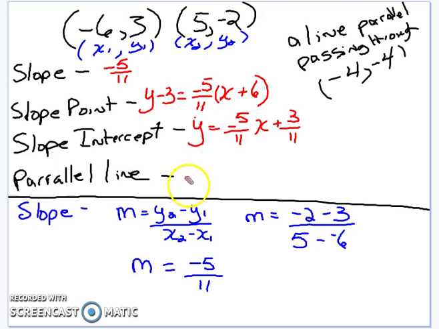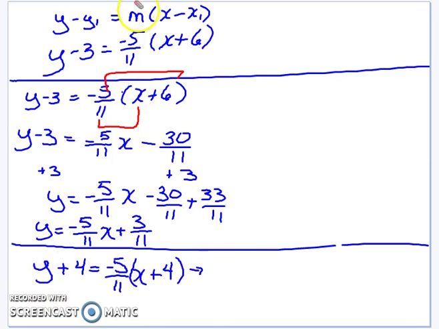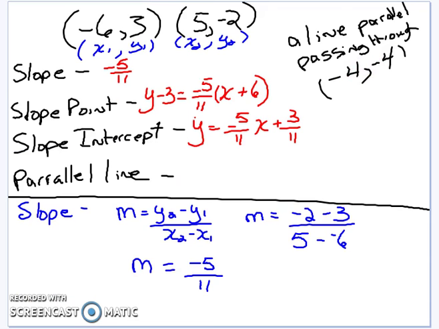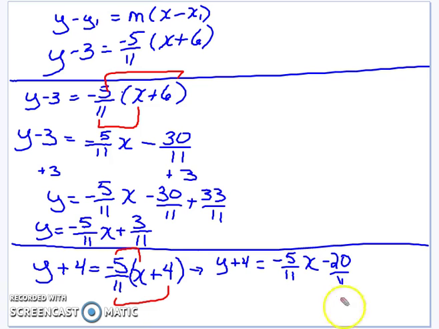The final part of this question is to find a parallel line to this one that passes through the points -4 and -4. In order to do this, you go back to slope point form. So we go back over here, and we write down our slope point form, except now we're going to put in -4 and -4 as our values. So y plus 4 is equal to -5/11 times x plus 4. I simplify by distributing again, and I get y plus 4 is equal to -5 over 11 x, -5/11 times 4, which gives me -20 over 11.